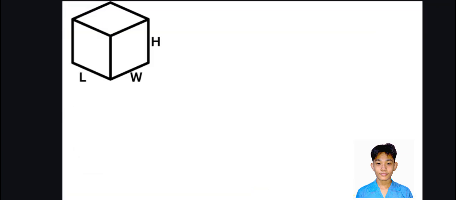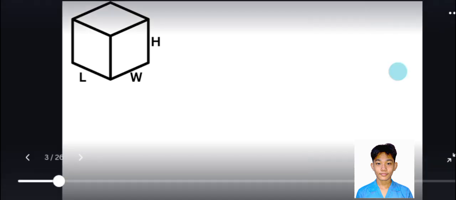So let's first visualize the container. We have a cube, length, width, and height. The formula for the volume is length times width times height. And length is also equal to width because they have the same measurement and it's a square. So our formula would be volume equals L times L times H, or L squared times H. And it is said that L, our length, should be twice the height.